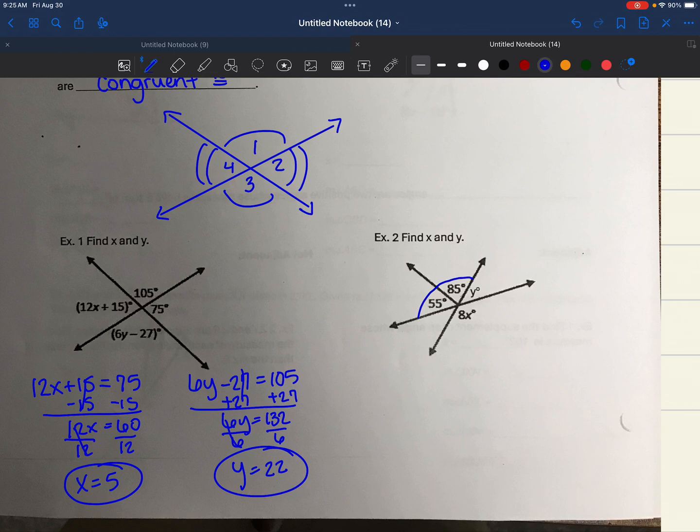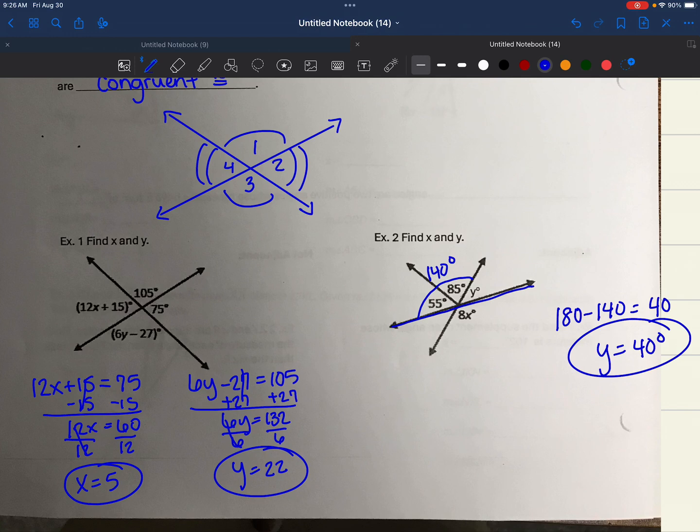Oh, so I can add the 55 and 85 and then. Okay, hold on. Let me write that down. Turner's correct, right? I can add those two angles together, and that gives me a total of 140. And then you subtract it from 180. Why would I subtract that from 180? Because that forms a straight line, which I know is 180 degrees. So we know y is equal to 40 degrees. Very good, Turner. Now, who could tell me how to solve for 8x?